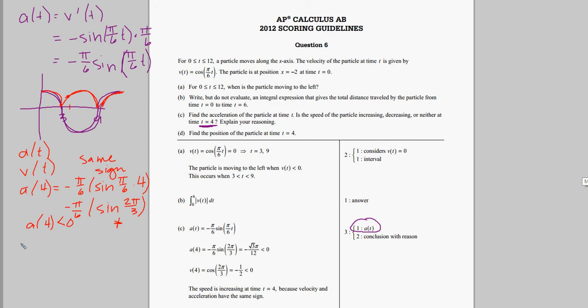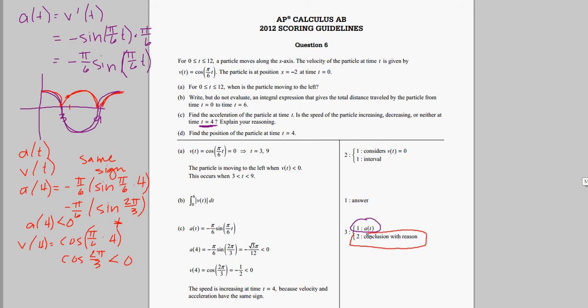The other thing you can realize is that when you're finding velocity at 4, that would be the cosine of pi over 6 times 4. So that would be the cosine of 2 pi over 3. We're in quadrant 2 still, and cosine in quadrant 2 is negative, so that would be less than 0. So since a of 4 and v of 4 are both negative, then we can assume that your speed is increasing because you have the same sign.